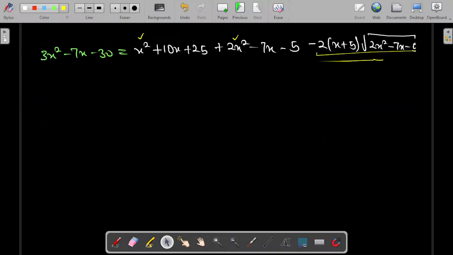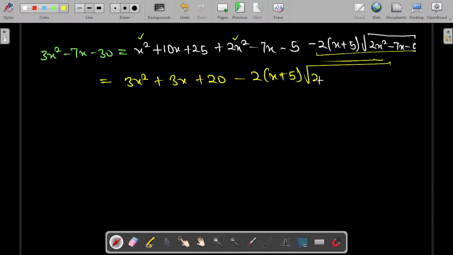All right, so that means we are going to add what we added earlier on. So this is adding to this, which is 3x squared, and this 10 minus 7 is plus 3x, and then 25 minus 5 is plus 20. Then we'll bring down the other one like we did. So this will be the square root of 2x squared minus 7x minus 5. Remember that this guy will still come down. So if we bring it down, something is going to happen there. You are going to see a beautiful math there.